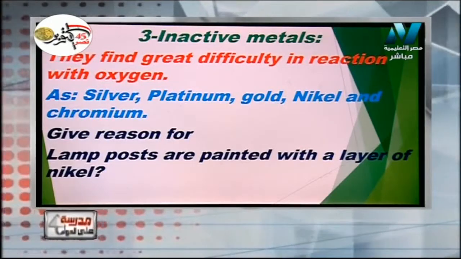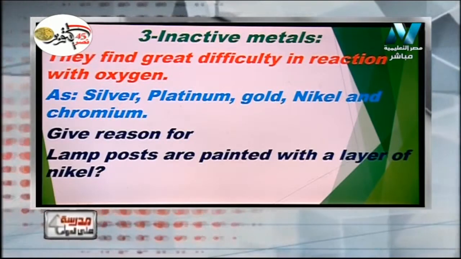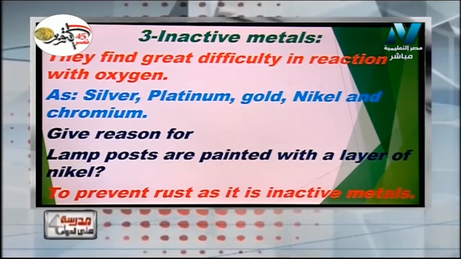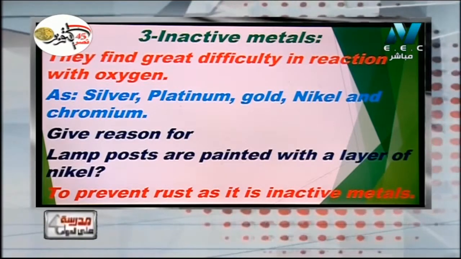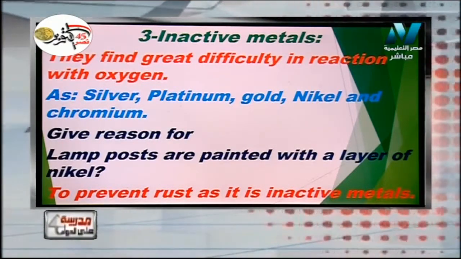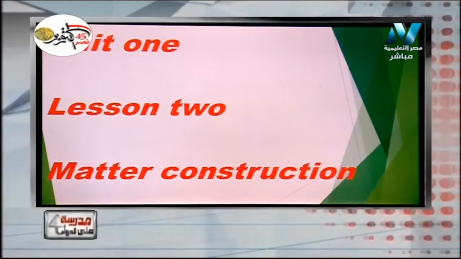But now, let's go to study lesson number 2. But before lesson 2, give reason for: lampposts are painted with a layer of nickel to prevent rust, as nickel is an inactive metal. Unit 1, lesson 2, matter construction.